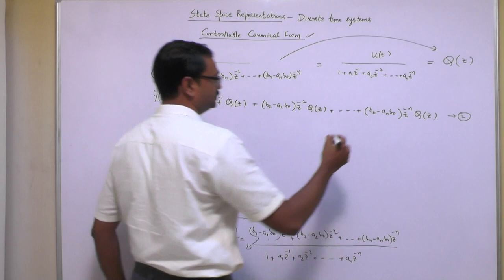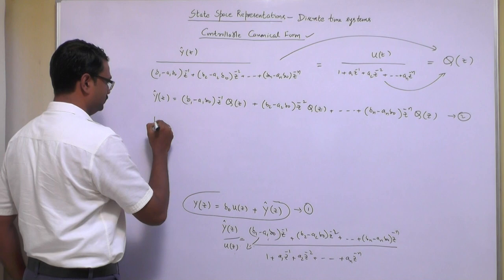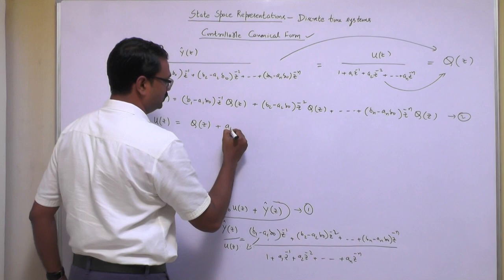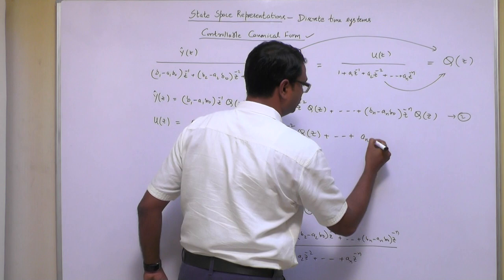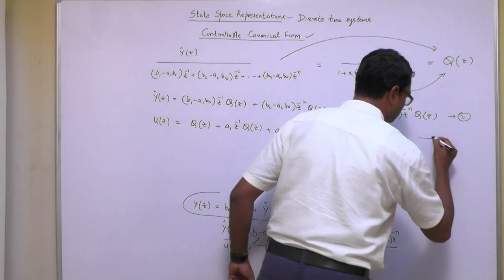Now let us equate these two. When you equate these two, you can have that u of z is equal to q of z plus a1 z inverse qz plus a2 z power minus 2 qz plus so on an z power minus n qz. Now let me consider this as the third equation.